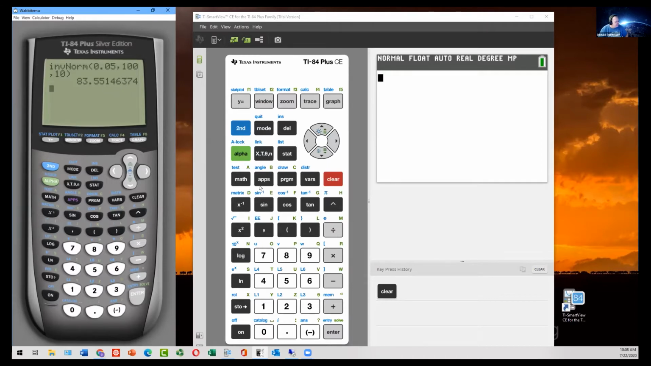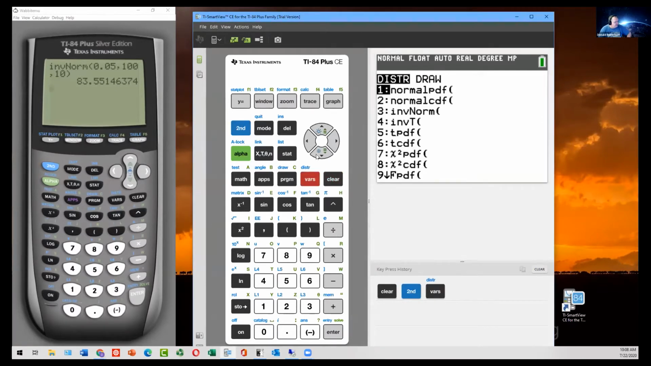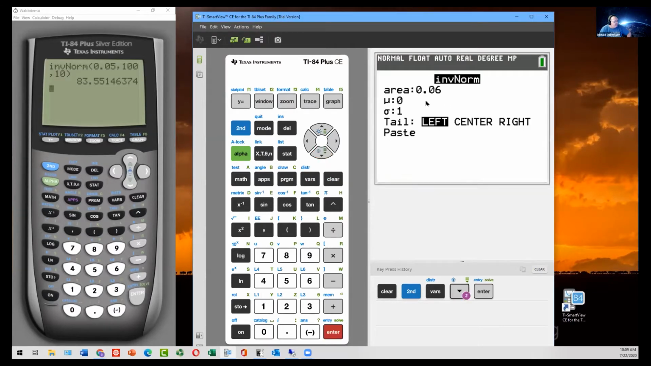Right, let's move over to this one, which, maybe it doesn't look like it, but this is essentially what your modern version of the TI-84 will look like when you do it. So you do second distribution, and you see it starts off exactly the same with inverse norm. But here you get a little menu that you type things in. So I'm going to go 0.05. That's exactly how mine is looking.